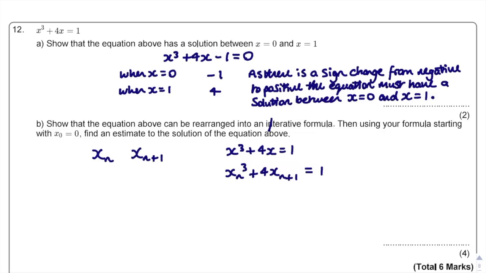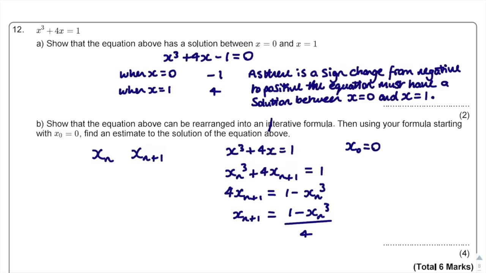So if I minus x of n cubed from both sides, I'm going to get 4x of n plus 1 equals 1 minus x of n cubed. And then I can just divide both sides of my equation by 4, so I get x of n plus 1 equals 1 minus x of n cubed, all over 4. So that's our formula, which we had to rearrange. Then using this formula, starting with our initial value of x equal to 0, we need to find an estimate to the solution of the equation.